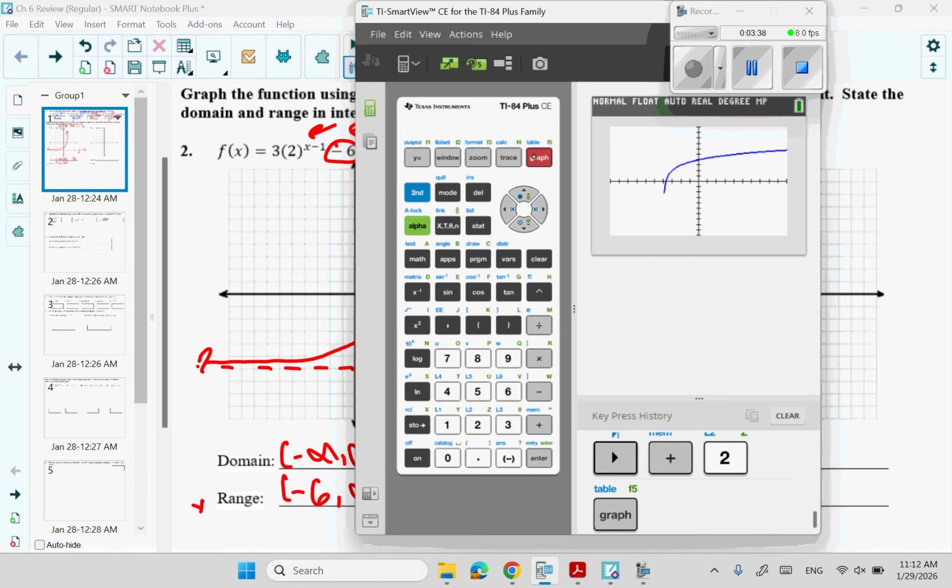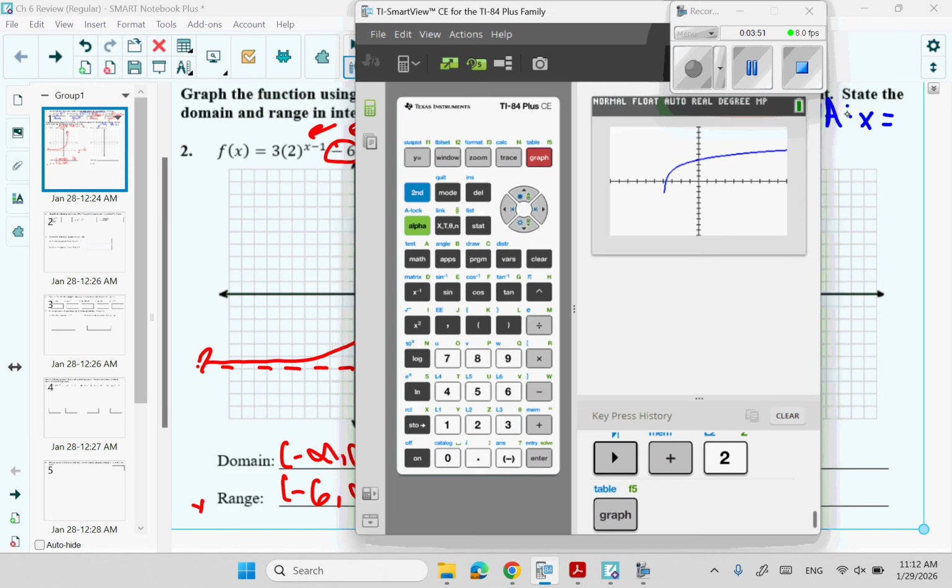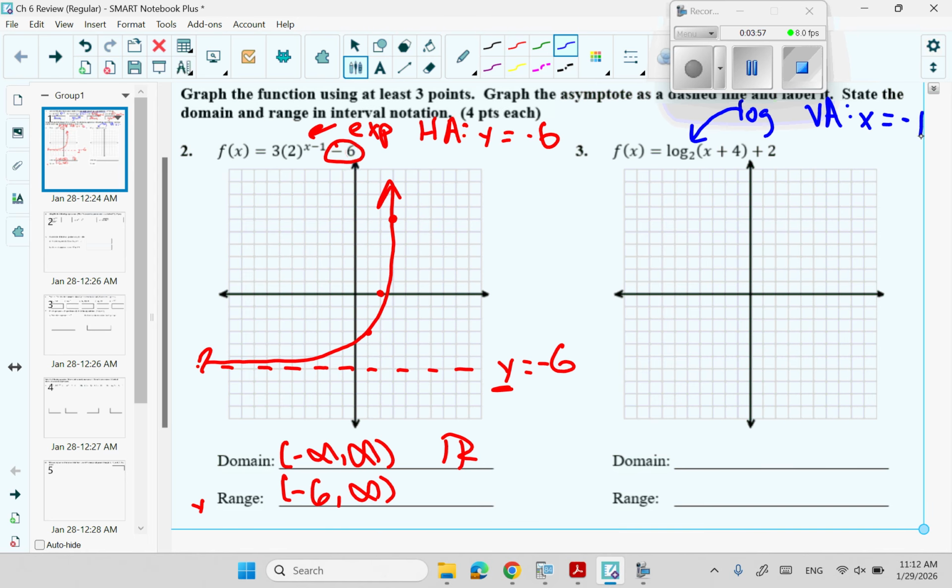Again, they all have asymptotes, but this is a logarithmic, so it's going to be a vertical asymptote, aka it's going to be x equals something. Well, where does the line get stuck? That'd be about 1, 2, 3, 4. So my vertical asymptote is x equals -4. Think about again, where does this -4 come from? It's right there on the inside, but it gets opposite because it's on the inside.